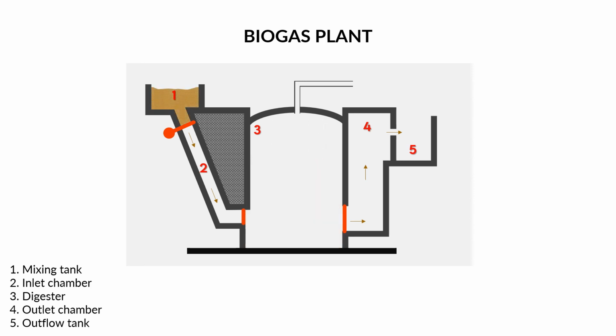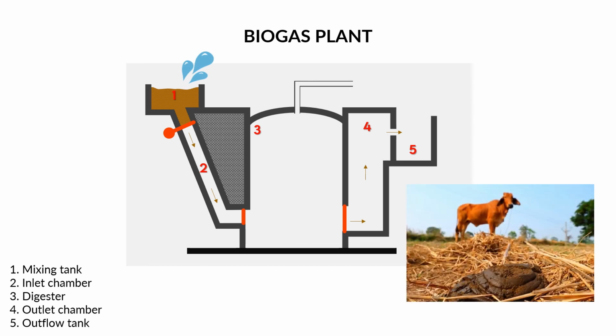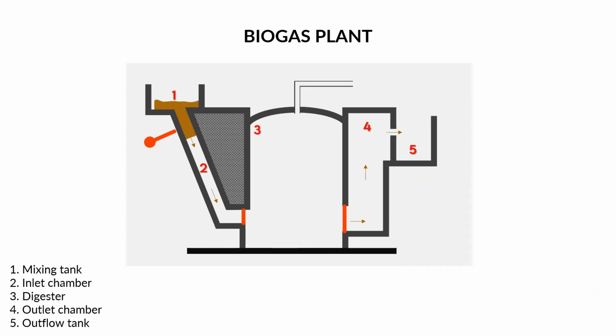This forms the slurry. Among the different types of organic waste, animal dung is the most commonly used since methanogens in dung have more potential in producing biogas than others. The slurry is then fed into the digester through the inlet chamber. Once the digester is partially filled with the slurry, the plant is left unused for about 2 months.